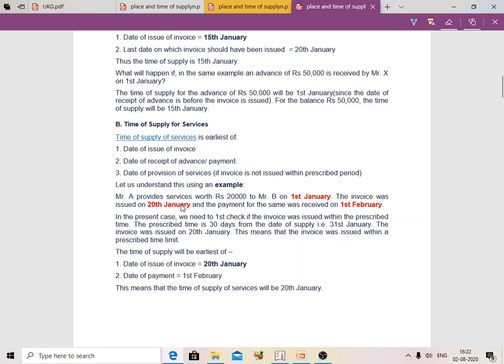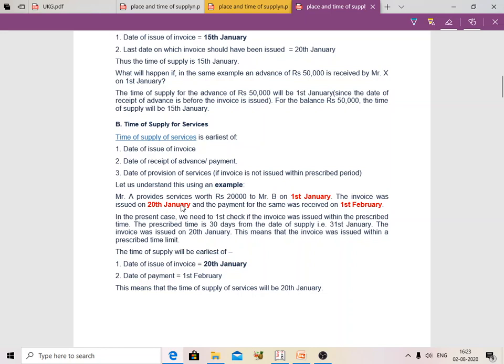So this is related to services. The first one was about goods, and now this example is for services. Mr. A provided services worth rupees 20,000 to Mr. B on 1st January. The invoice was issued on 20th January. The payment for the same was received on 1st February. See the transaction: the payment was received in the next month, that is 1st February. The service was provided on 1st January, and the invoice was issued in January only.